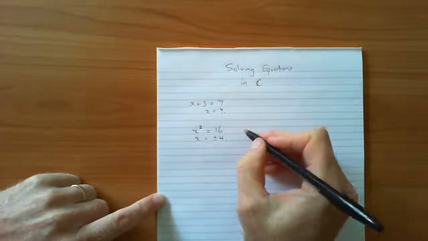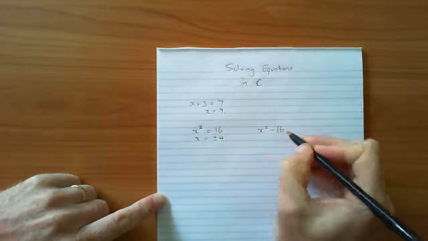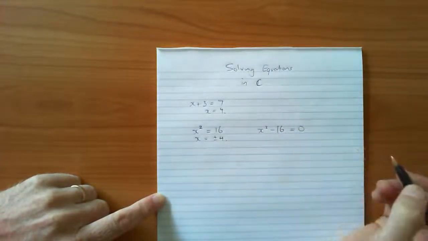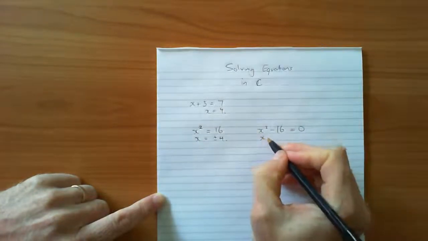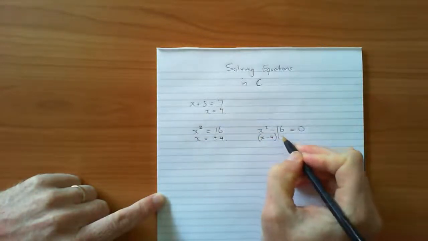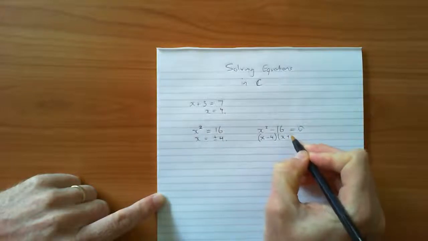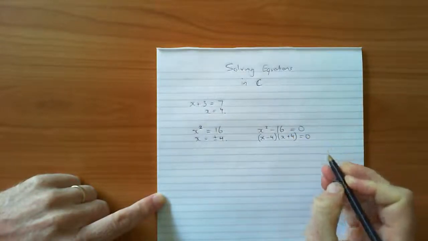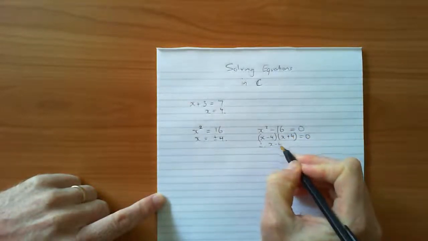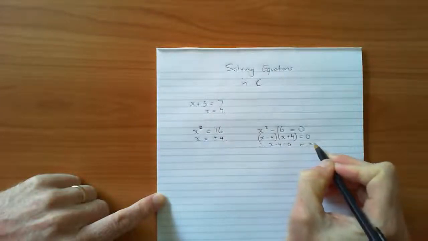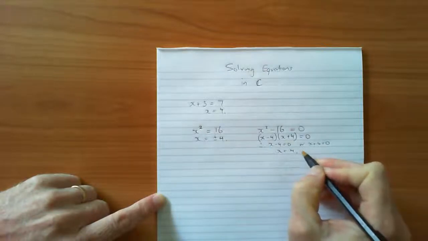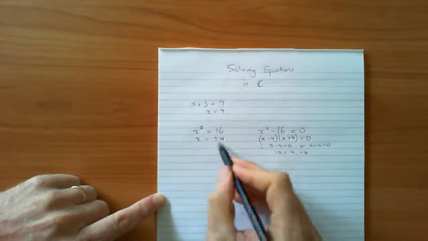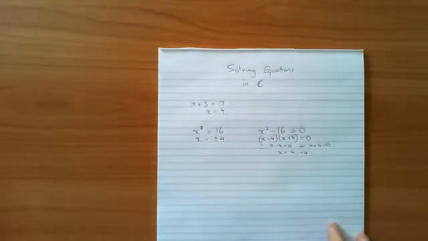Please note this equation could also have been written as x squared minus 16 equals 0. That would be an equivalent way of writing this equation, which we could have then factorized. It's a difference of two squares. x minus 4, x plus 4 equals 0. Therefore x minus 4 could be 0, or x plus 4 could be equal to 0. Therefore x equals 4, or in that case negative 4. We get the same answer either way.